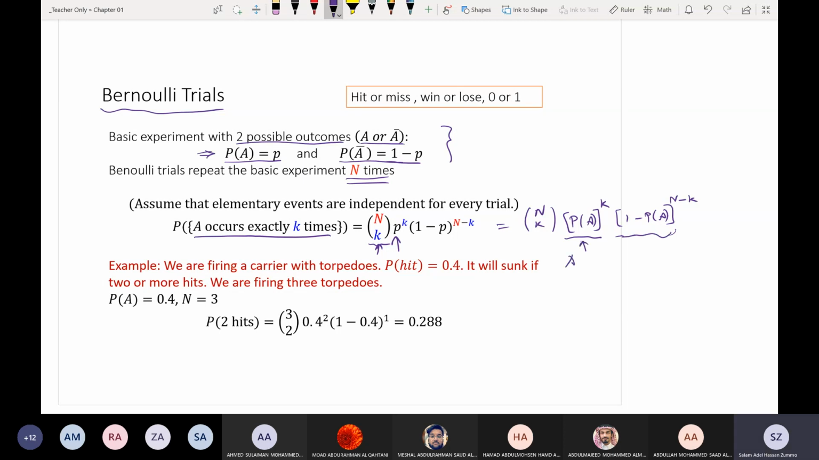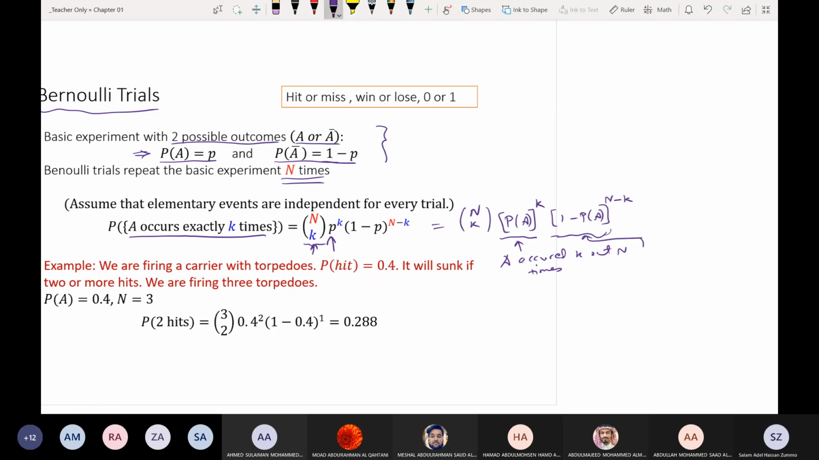So here a occurs k times, k out of n times, while here a complement occurs the rest of the time, n minus k times.